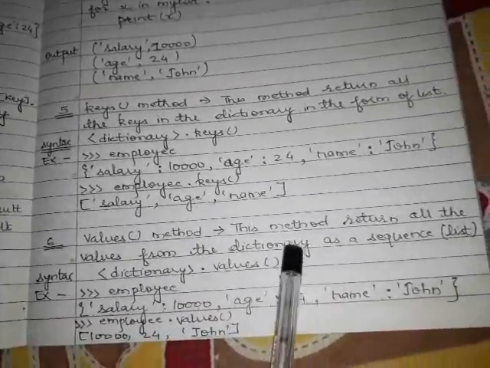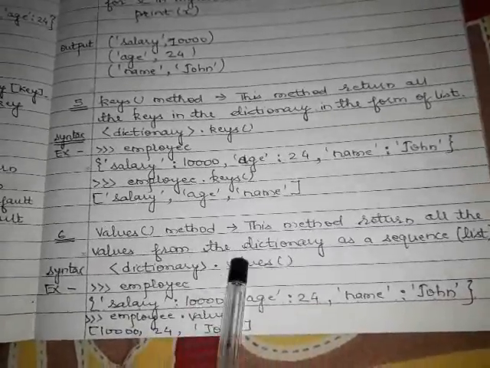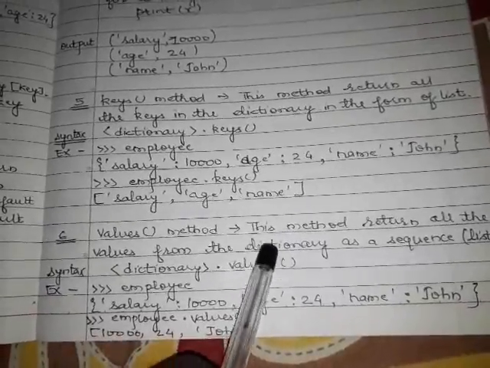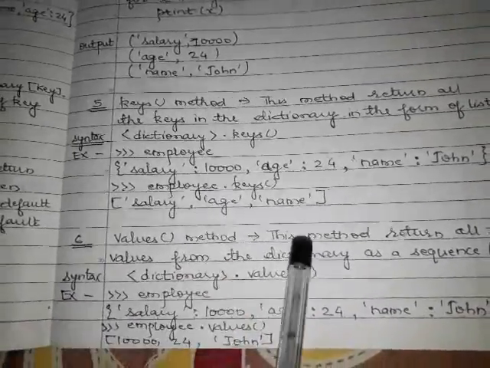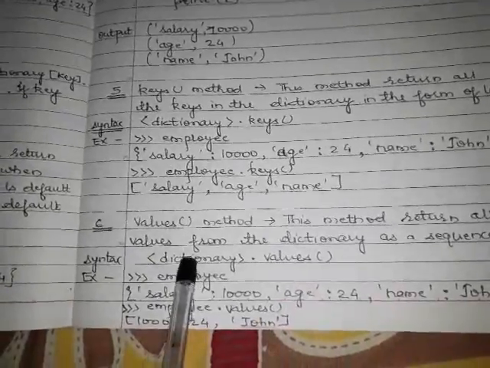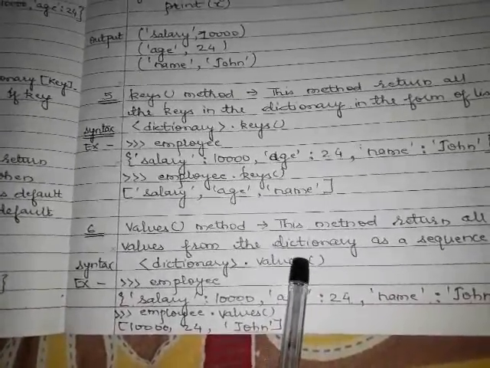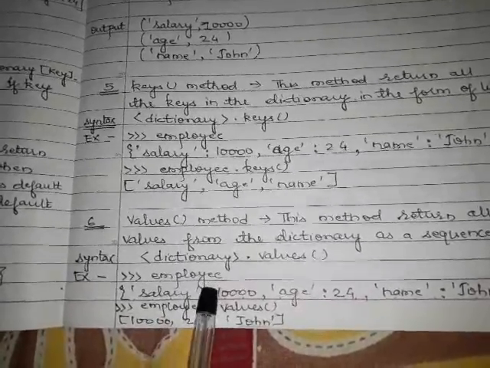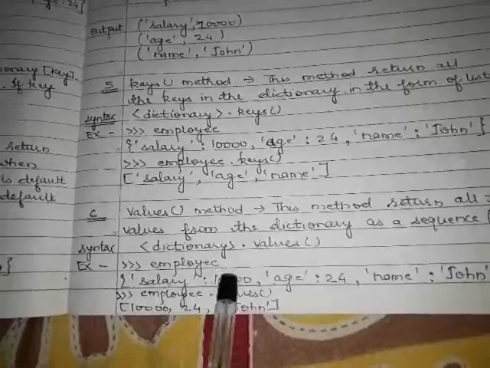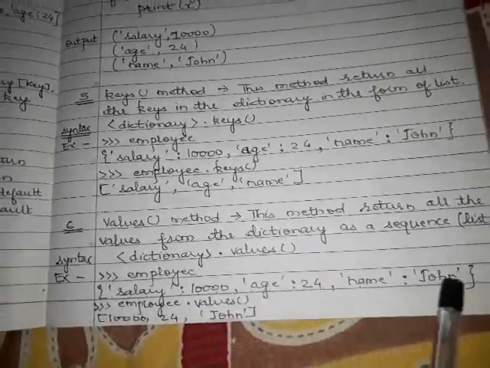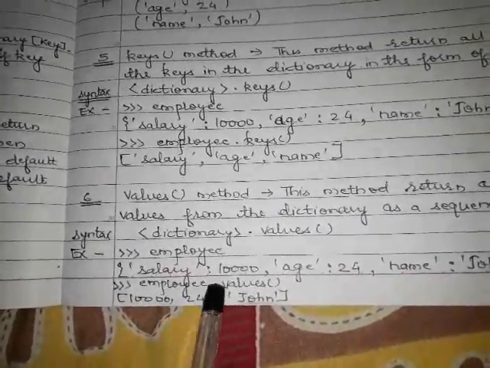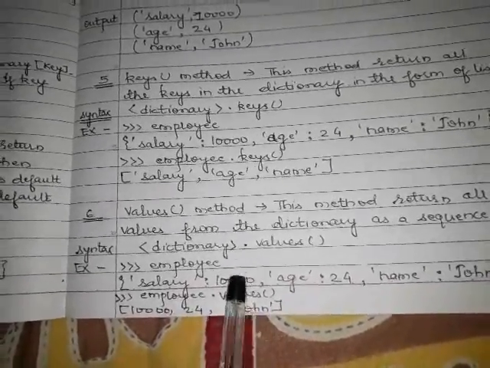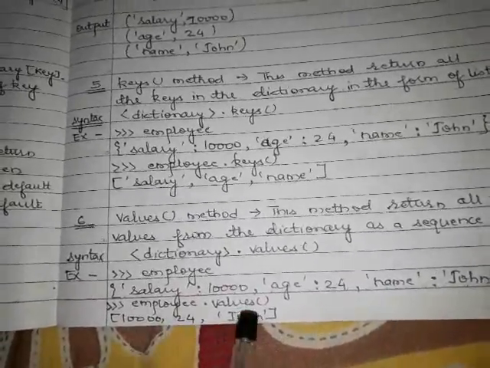Values method. This method returns all the values from the dictionary as a sequence, which is a list. It will also return a list. Previously the keys were returned, now this will return the values. Syntax is dictionary dot values. Again I check whether my dictionary is there. Employee, yes it is there. Salary 10,000, age 24, name John. When I write employee dot values, all the values 10,000, 24 and John will be displayed.